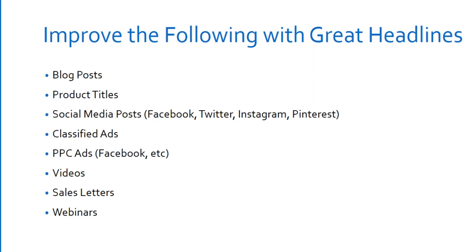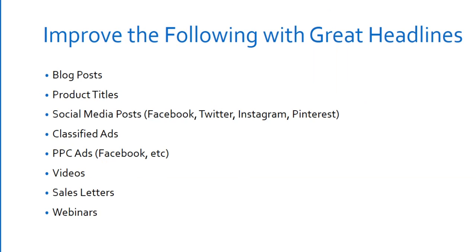And this is another slide from the other video where we talked about where headlines appear on the internet. You would really be surprised. In addition to the standard thing that most people think, blog posts, headlines appear in product titles, social media posts, classified ads, pay-per-click ads, videos, sales letters, and webinars, and even more places than I can think of.